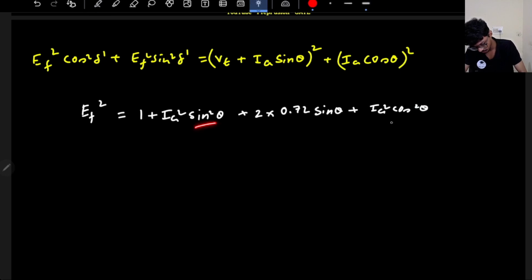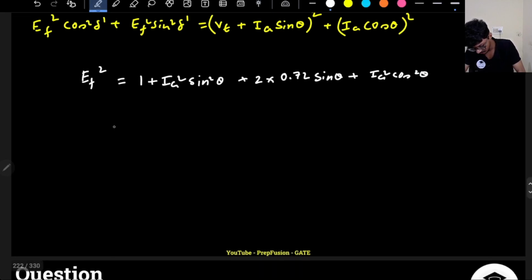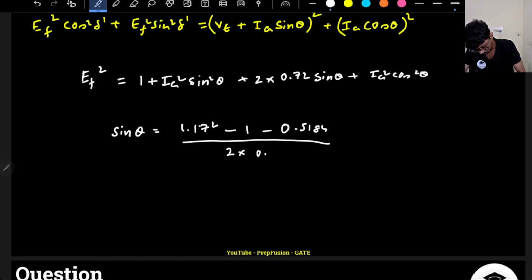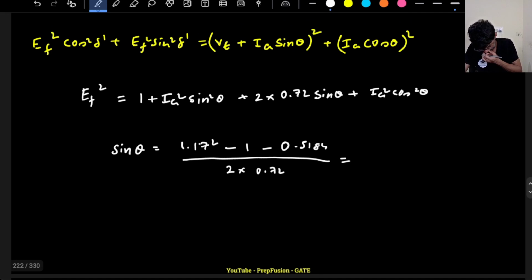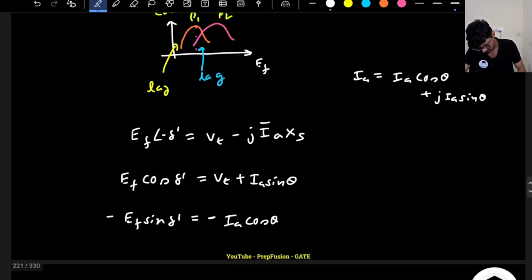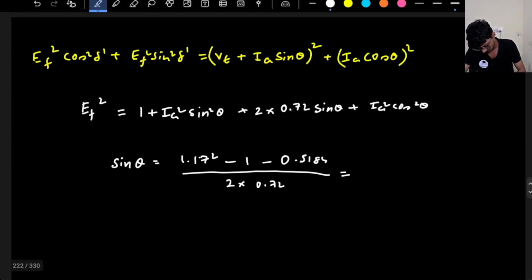Again sin square theta plus cos square theta will be 1. So ultimately I can write sin theta will be equal to EF square, where EF is 1.17 whole square, minus 1 minus IA square, where IA square is 0.72 whole square, that is 0.5184, divided by 2 into 0.72. Just solving the equation. It is coming out to be something negative. Theta is coming out negative. This should be lagging, right? It cannot be negative. I'm doing something wrong.